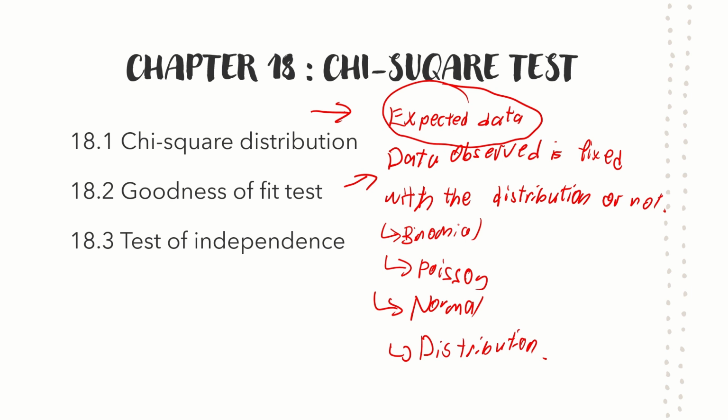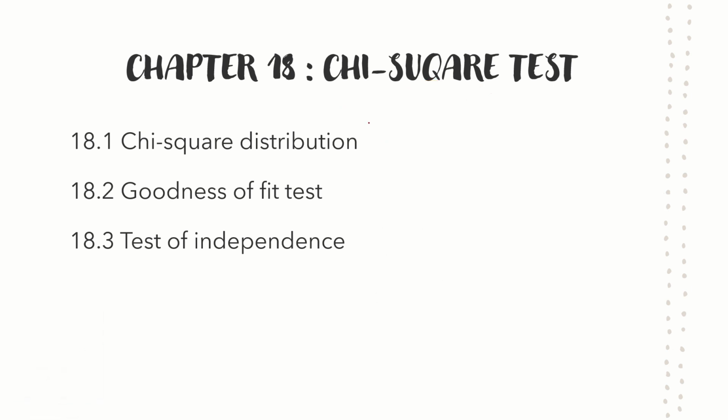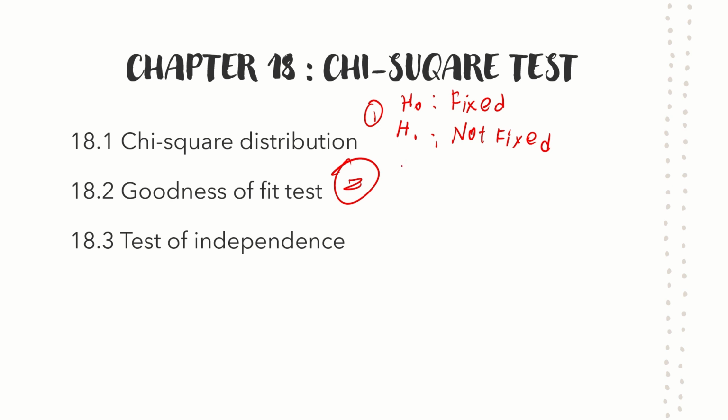Yes. So in this chapter, you also will have the first thing you have to do is H0 and H1. You also have this. H0 is fixed. Yes, it is fixed with the distribution. H0 is not fixed. So the second thing is list out all the information that you will get.